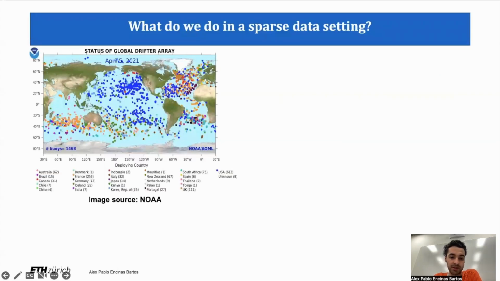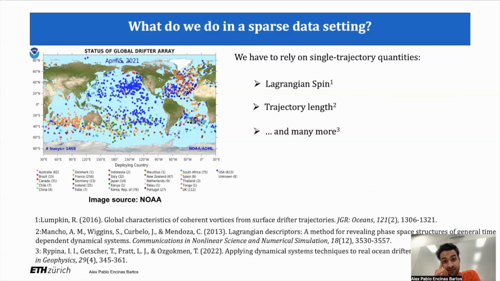And such a sparse data setting is actually pretty relevant, as you can see here, for example. This picture simply shows the drifter distribution in the ocean. And the drifter trajectories faithfully follow ocean currents, so they provide very precious information about the local ocean velocity field. That's why several metrics have been developed in the last decades, several so-called single trajectory quantities, whose purpose is to extract eddies or any sorts of coherent structures from sparse drifter data.